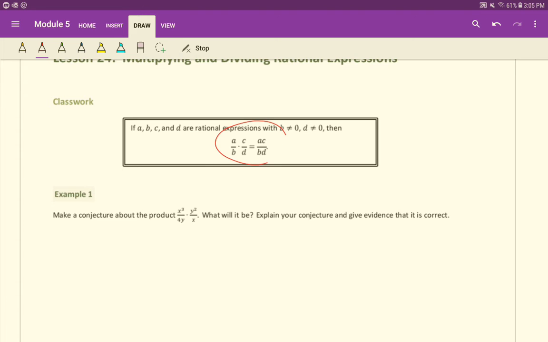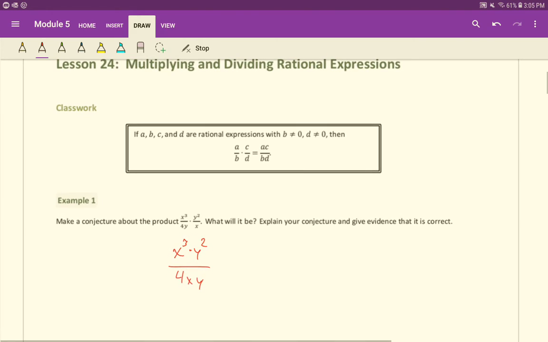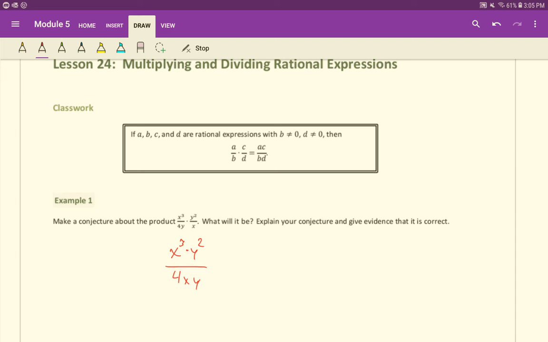Well, if we use our rules right up here, we can see that we're just going to multiply the numerators together and multiply the denominators together. And I'm going to rewrite it so that the x comes first alphabetically. All right. And so if you said this, then your conjecture was correct. That's exactly what our answer should be.